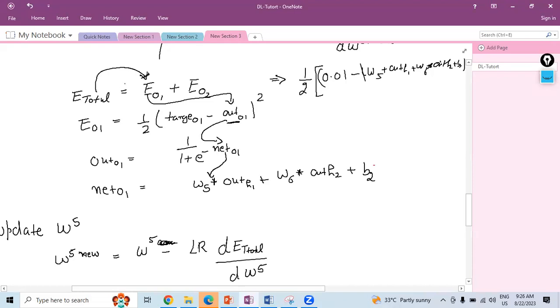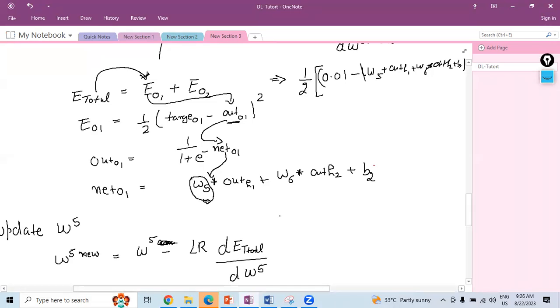My E total depends on E o1 and E o2. E o1 internally depends on out o1. Out o1 depends on net o1. Net o1 depends on this calculation, which contains the W5. So this W5 I have to find out. If I want to calculate dE total by dW5, this chain rule I have to follow. Please let me know if you are able to get these things.